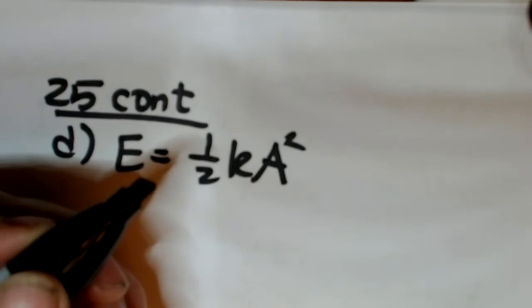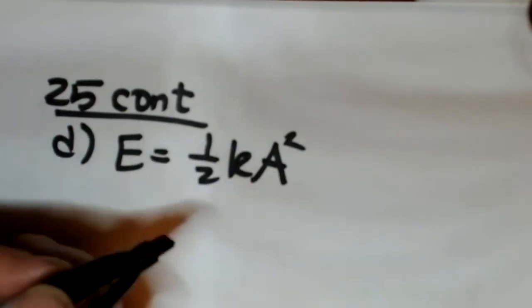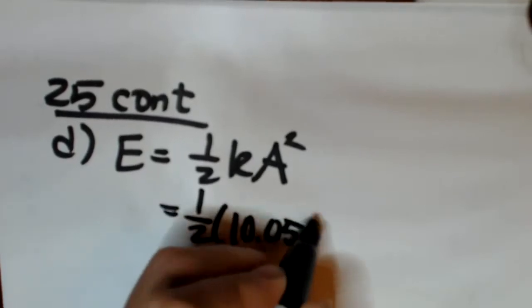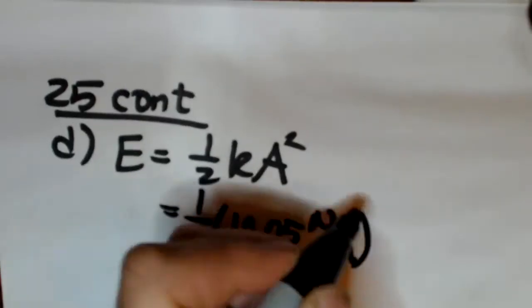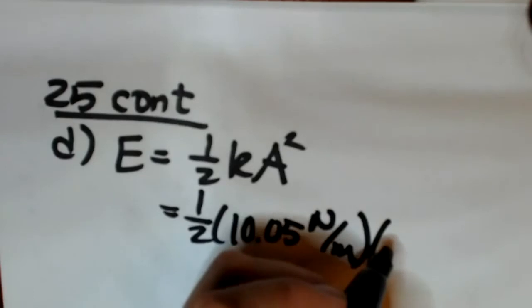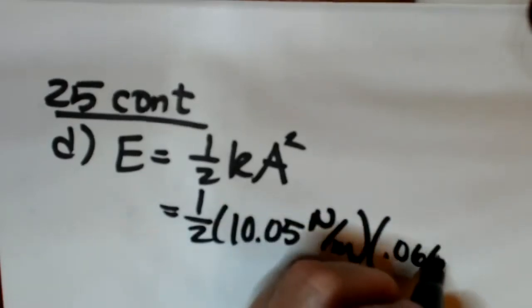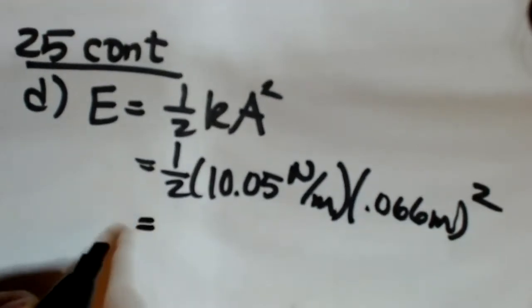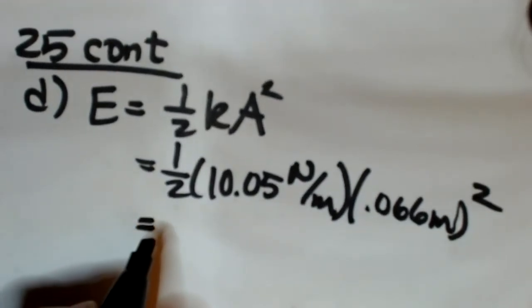And now we know both of those things, so we just plug in. It's 1/2 times 10.05 newtons per meter, and then A, which was 0.066 meters, and you square that. I don't think I actually worked that one out, but you can do that pretty quickly with your math. You just multiply all that out, and that gives you the total energy in joules.